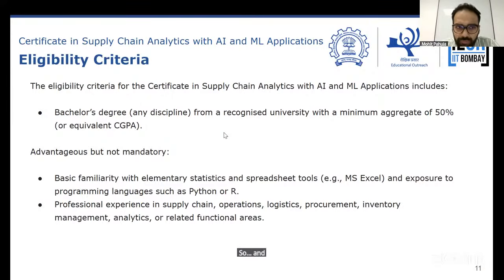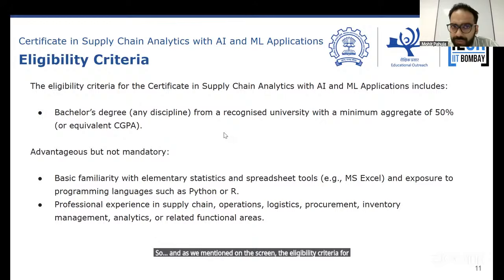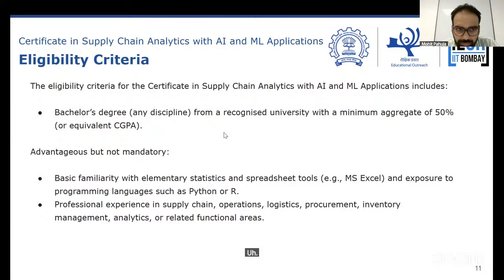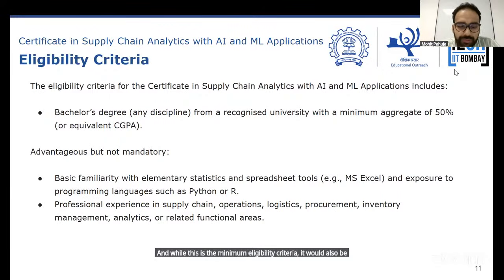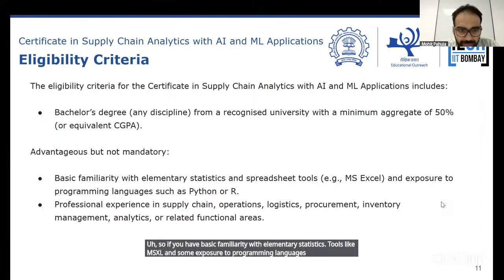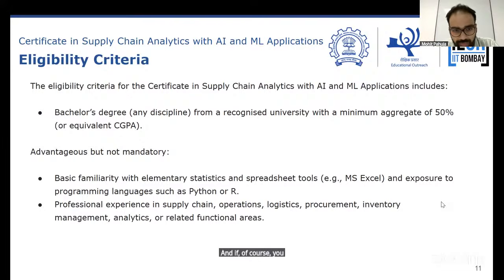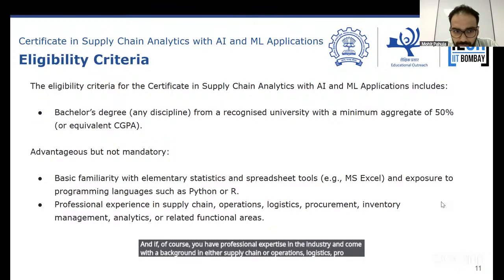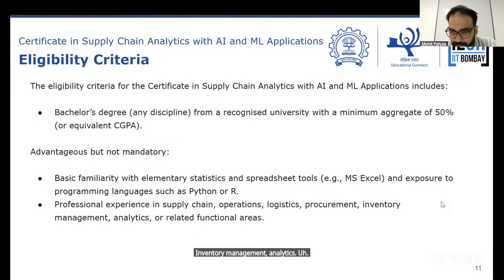As we mentioned on the screen, the eligibility criteria for this certificate in supply chain and analytics with AI and ML applications is at least a bachelor's degree in any discipline from a recognized university with a minimum aggregate of at least 50% or above, or an equivalent CGPA. While this is the minimum, it would also be advantageous if you have basic familiarity with elementary statistics and spreadsheet tools like MS Excel and some exposure to programming languages such as Python or R. And if you have professional expertise in supply chain, operations, logistics, procurement, inventory management, or analytics, you'll definitely find this very helpful.